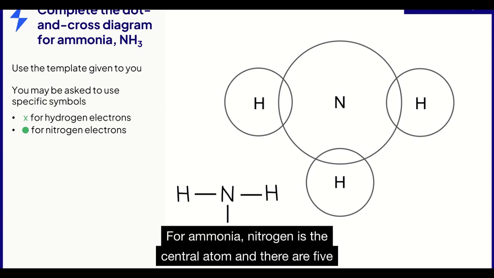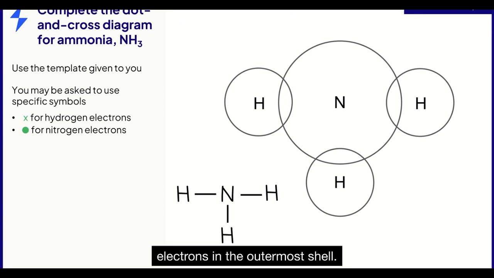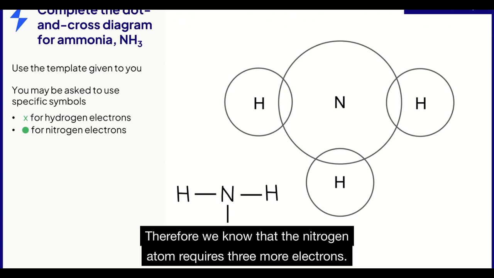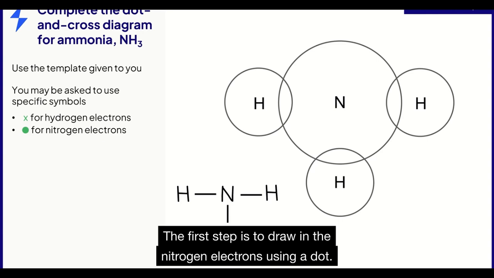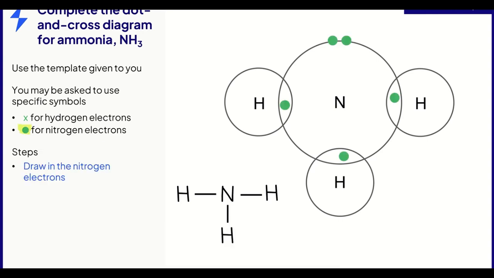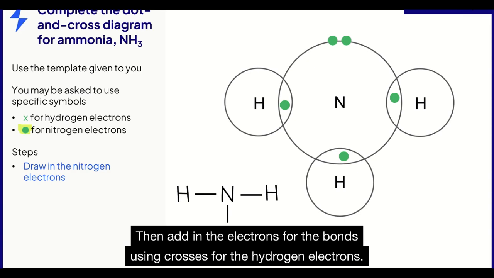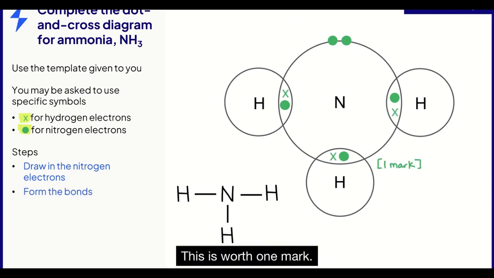For ammonia, nitrogen is the central atom, and there are 5 electrons in the outermost shell. Therefore, we know that the nitrogen atom requires 3 more electrons. The first step is to draw in the nitrogen electrons using a dot. Then add in the electrons for the bonds using crosses for the hydrogen electrons. This is worth 1 mark.